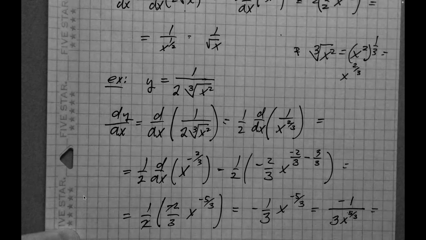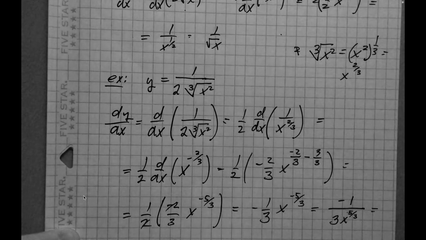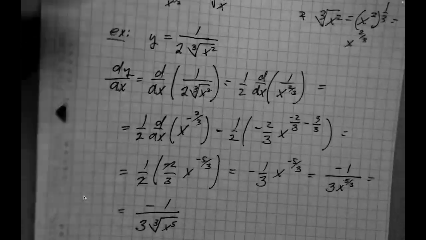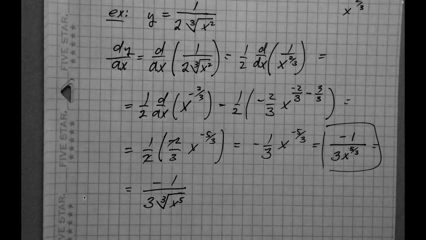And of course, you could convert that further. I don't know if you'd want to necessarily, but you could write negative 1 over 3 times the cubed root of x to the 5th. If you wanted to convert that, you could. I think this would be probably a good place to pause on that.